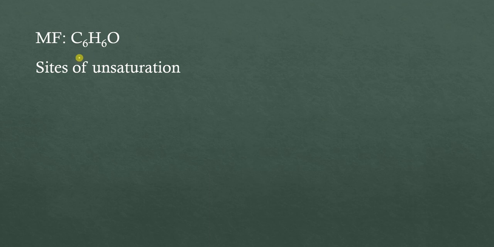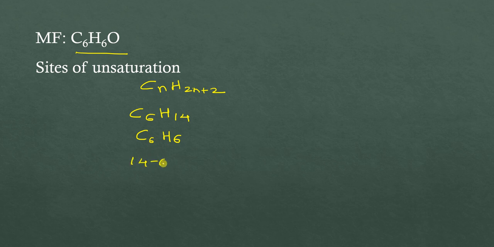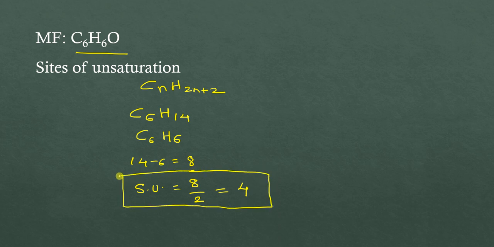So firstly we will calculate sites of unsaturation from the molecular formula. Here we will compare with the formula for a saturated hydrocarbon, CnH2n+2. So for C6 it should contain 14 hydrogens, C6H14. Here we have C6H6. So there is a deficiency of 8 hydrogens, right? So sites of unsaturation must be 8 divided by 2, it should be 4. So sites of unsaturation for this compound must be 4.